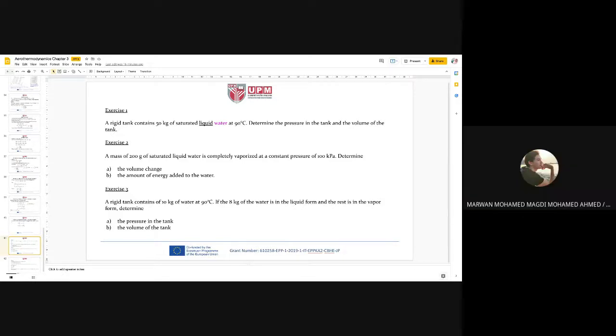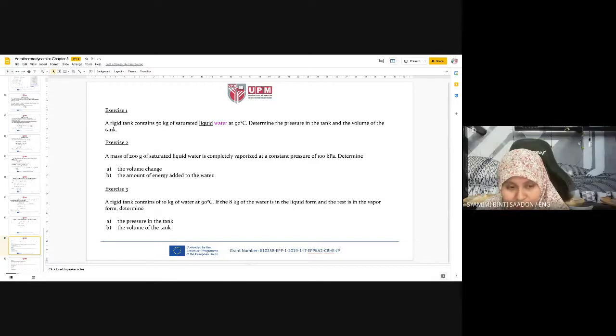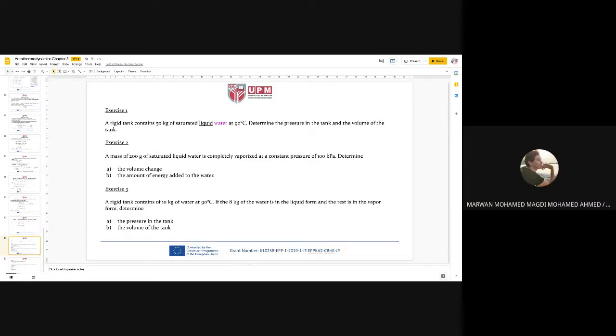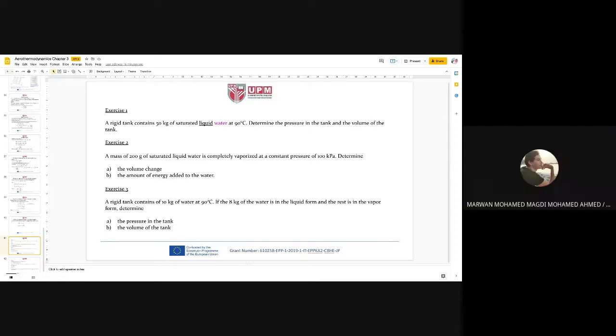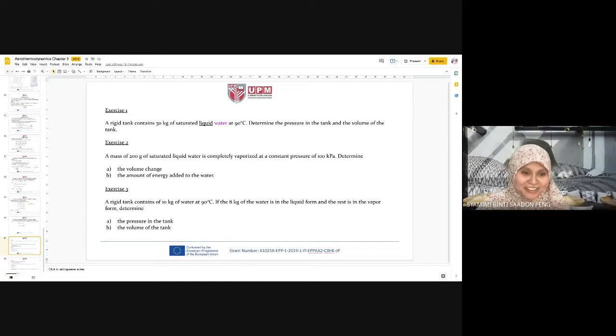Doctor, I have a question. For the volume of the tank, is the only way to get it the mass of the vapor multiplied by the specific volume of the vapor, plus the mass of the liquid water multiplied by the specific volume of the water? Yes, there is one method. Can we know the other method later? Yes, I will tell about it later.